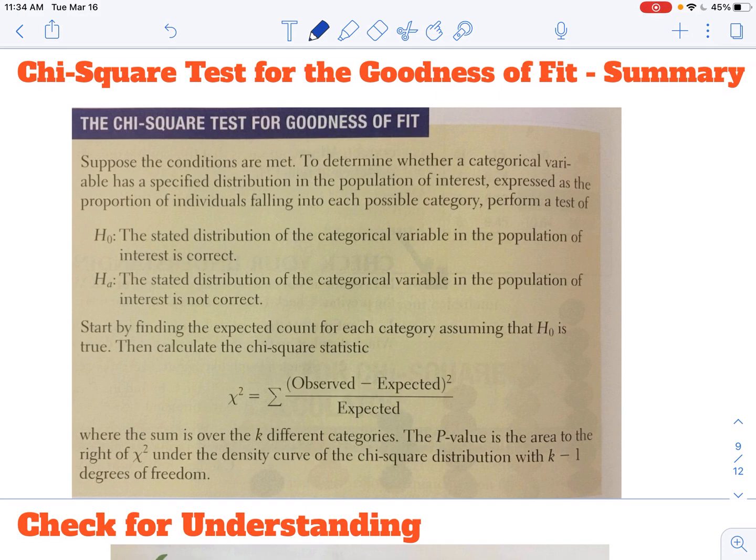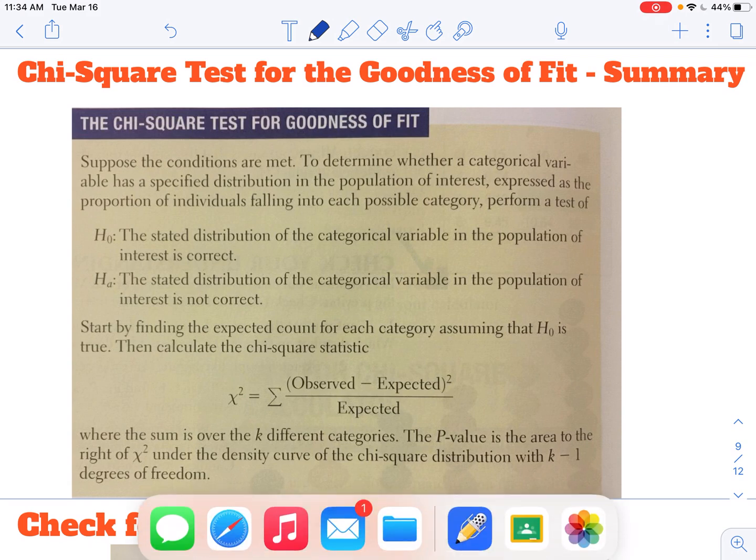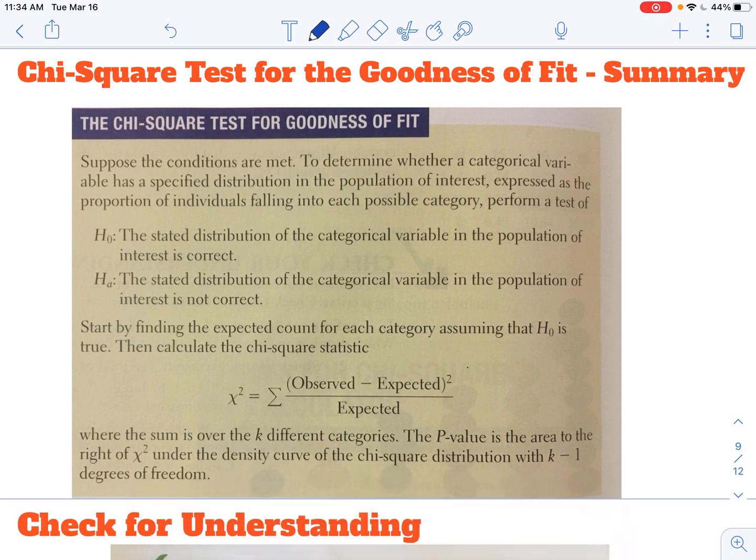We run our chi-square test, and that gives us a chi-square value. We look at the chi-square value in table C to get a p-value, and the p-value is the area to the right of that chi-square, which gives us, based on the degrees of freedom, the probability of that event occurring. And then again, we're going to use the same alpha standard versus p-value to see whether or not we have something significant and whether we reject the null or fail to reject the null.